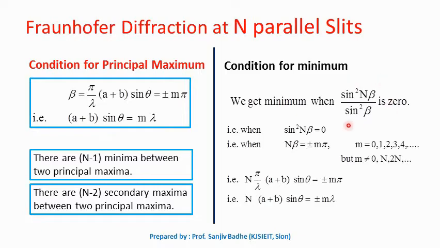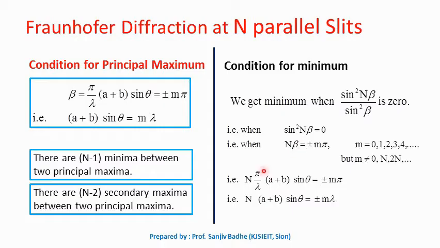Now minimum due to this factor will be obtained when sin square n beta is equal to 0 and sin beta is not equal to 0. So sin square n beta will be equal to 0 when n beta equals plus or minus m pi. But we require that sin beta should not be 0, and therefore we will not consider the values of m where m is equal to 0, n, 2n. So these values are not considered for m. So the condition for minimum is n beta equal to plus or minus m pi, where m is equal to 0, 1, 2, 3 and so on, but m should not be equal to 0, n, 2n, 3n and so on.